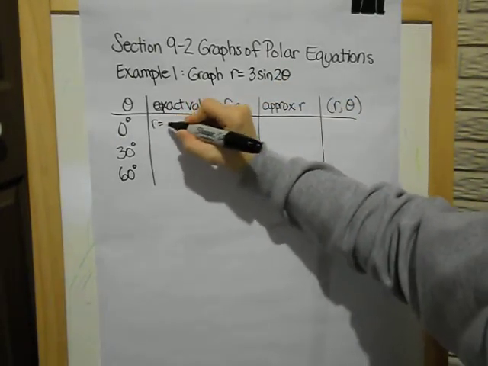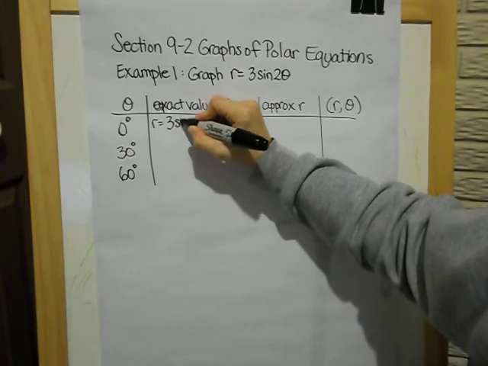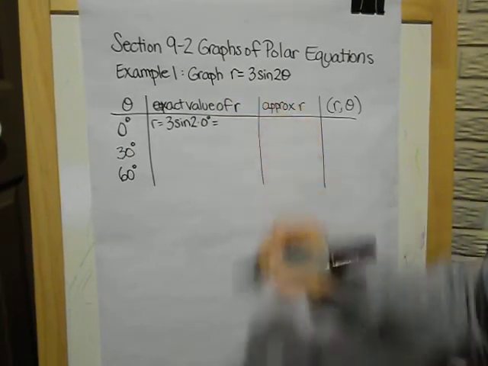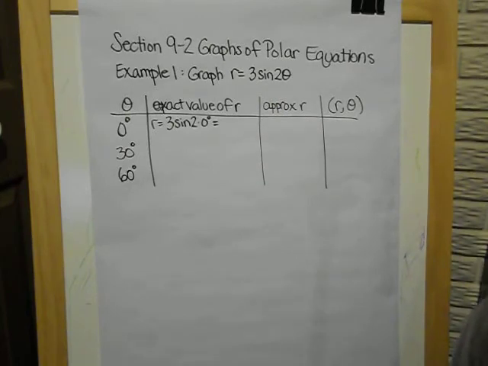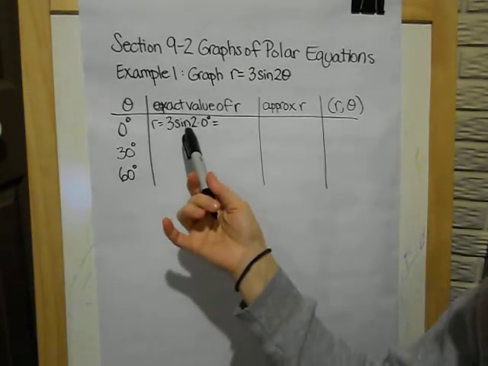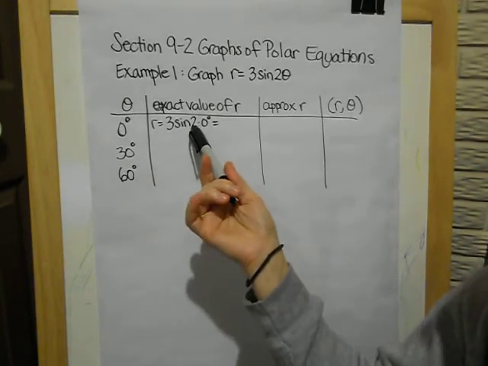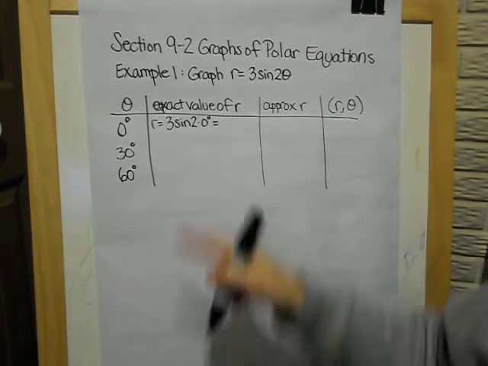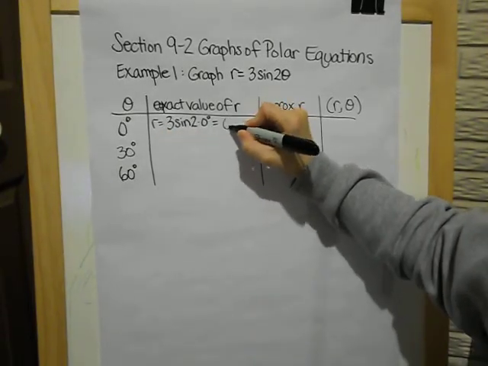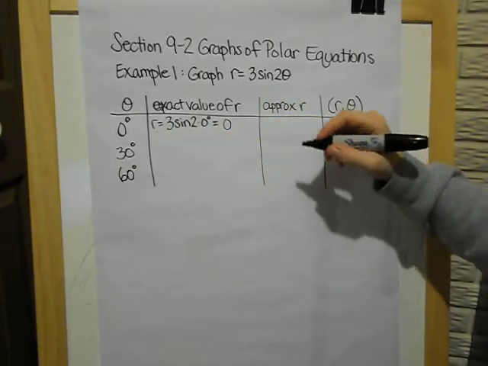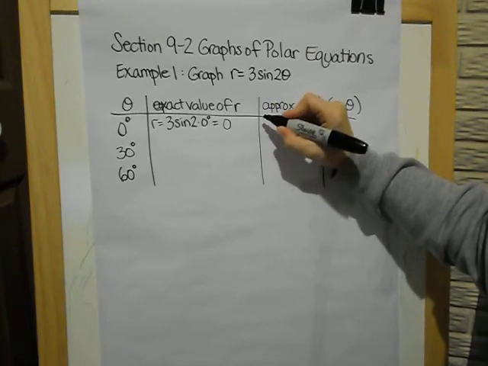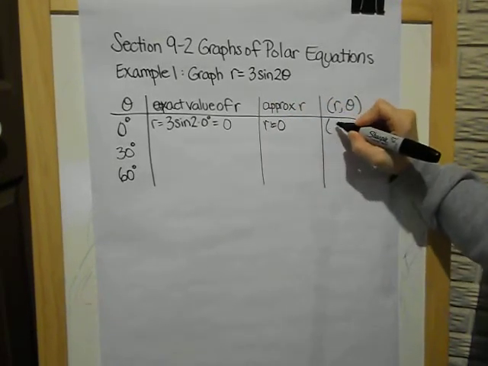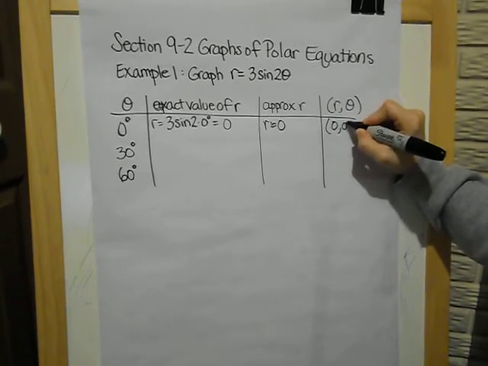So r equals 3 sine 2 times 0 degrees. Now if we're wanting an exact value, then we're probably thinking about what we know about trig here. So the sine of 0 degrees, because 2 times 0 degrees is 0 degrees. The sine of 0 is 0. 0 times 3 is 0. So in this case, the exact value of r is 0. The approximate value of r, there really isn't one, but it's 0. So as an ordered pair, that would be the ordered pair 0, 0 degrees.